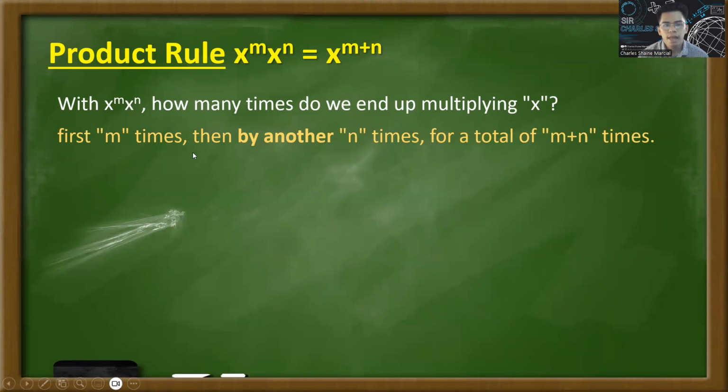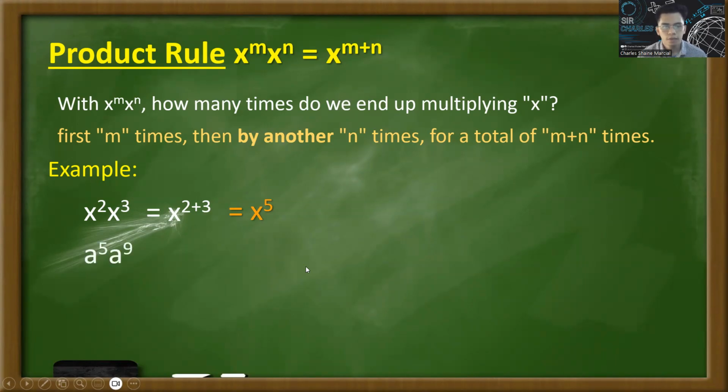Okay? So first m times, then by another n times for a total of m plus n times. We will just add the exponent. For example, x squared times x cubed. Since we are multiplying the bases, ang gagawin lang natin is imumultiply natin si x or yung bases, and we will just add the exponent. So we have x raised to 2 plus 3, and that is equal to x raised to 5, or x to the power of 5.